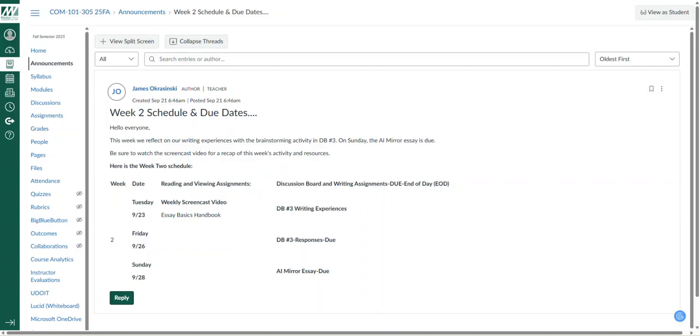So I'd like to point out this week's activity. On Tuesday we have discussion board 3, which is all about writing experiences, and I'll get there in a second. Responses are due on Friday this week, and then on Sunday the AI mirror essay is due, and I'll do a quick run through of that particular assignment. All right, so let's get over to the module.